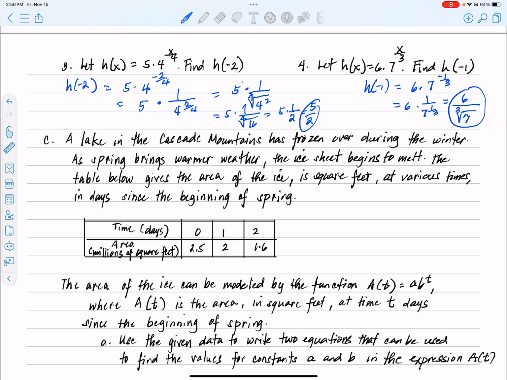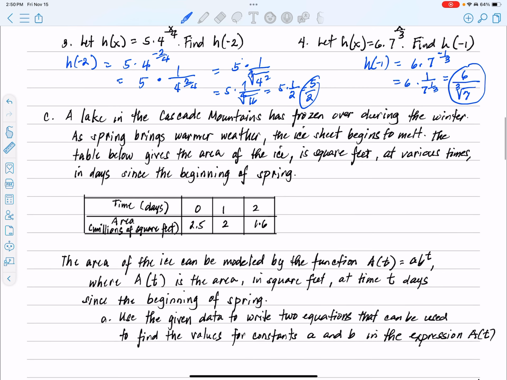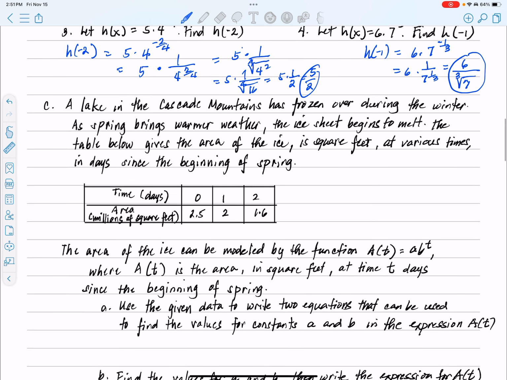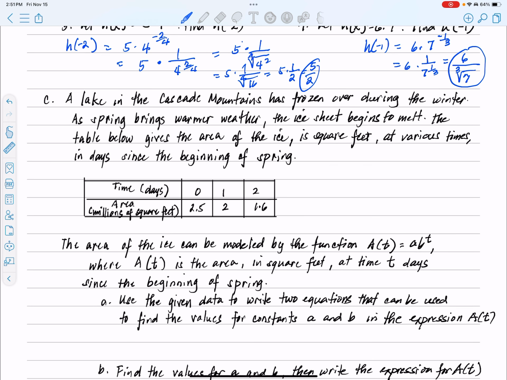A lake in the Cascade Mountains has frozen over during the winter. As spring brings warmer weather, the ice sheets begin to melt. The table below gives the area of ice in square feet at various times in days since the beginning of the spring.